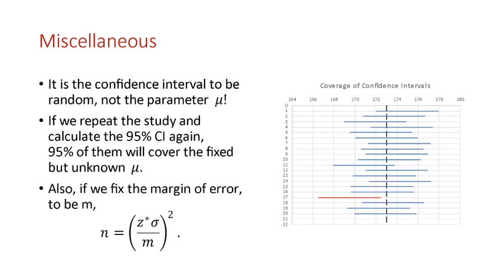Lastly, if we desire the margin of error, which is half of the width of the CI, to be m, we can determine the sample size as the square of the critical value, z star, times the population standard deviation, sigma, and divided by the specified width, m.